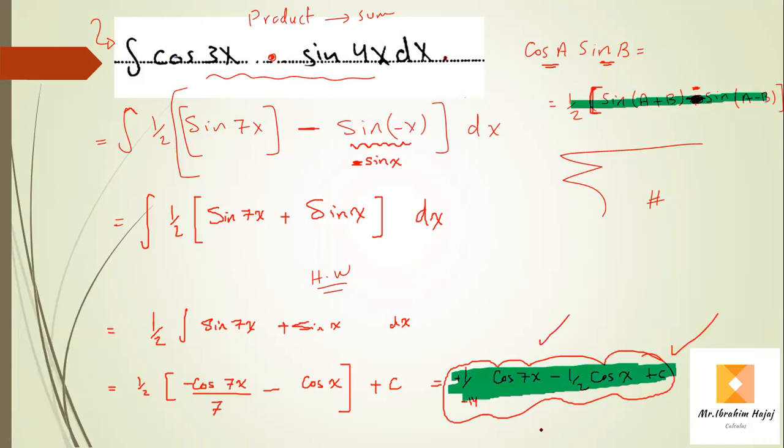Okay. So it's negative 1 over 14 cosine 7x minus 1/2 cosine x plus C. Okay. This question was a homework, so let's do it.